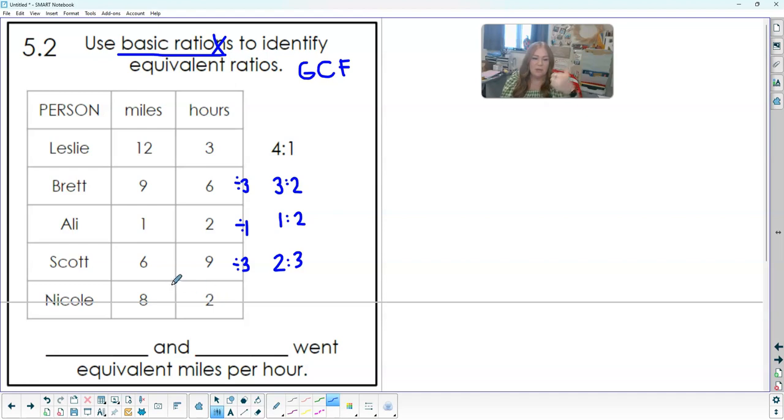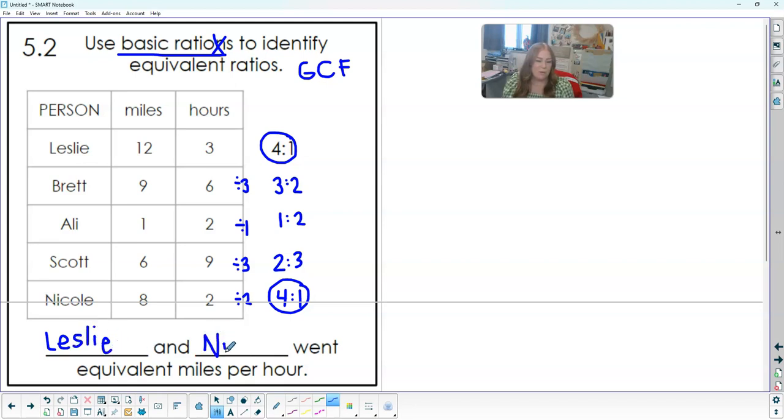Okay, so let's see what Nicole has. So 2 can go into 8 and 2. So its greatest common factor is 2. 8 divided by 2 is 4. 2 divided by 2 is 1. So who has the same? Oh, I can see that 4 to 1. So every time it's been 1 hour, they're walking 4 miles. They're doing the same.